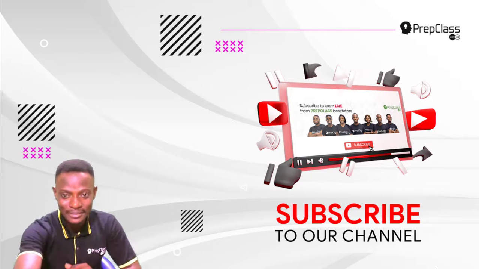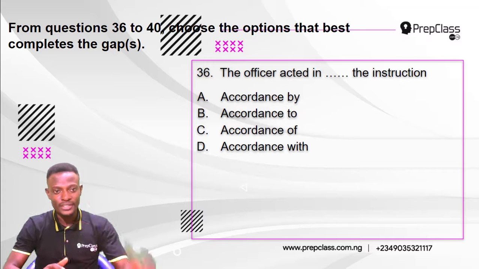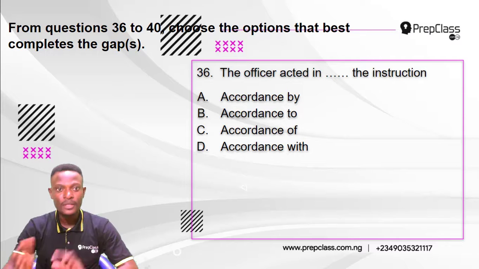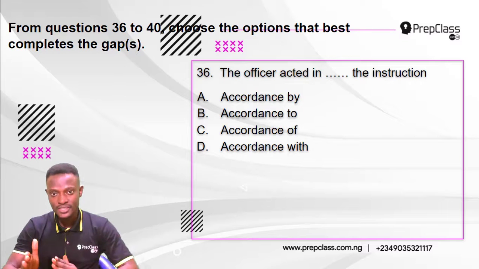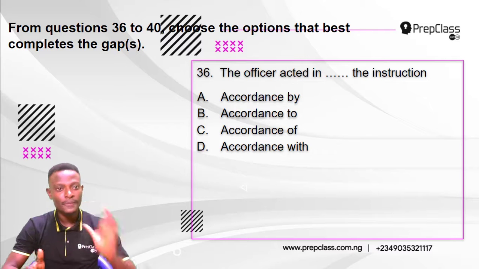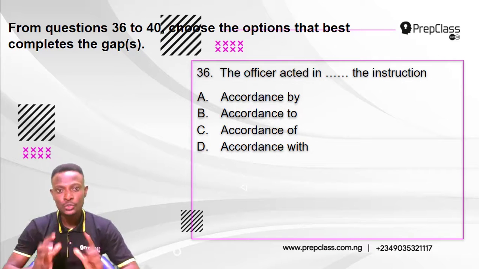Alright, let's begin. Now, for question 36 to 40, we have an instruction here, and the instruction reads: from questions 36 to 40, choose the options that best completes the gaps.